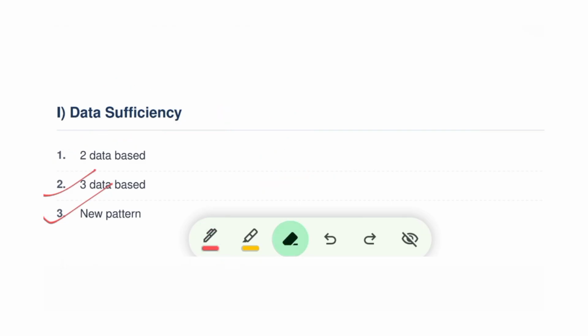But data sufficiency is a topic which uses other topics, like there can be a question from blood relation asking whether these statements are enough to solve the question or not, or puzzle setting, any type of topic I have told you about. In data sufficiency, the questions are asked from these topics.